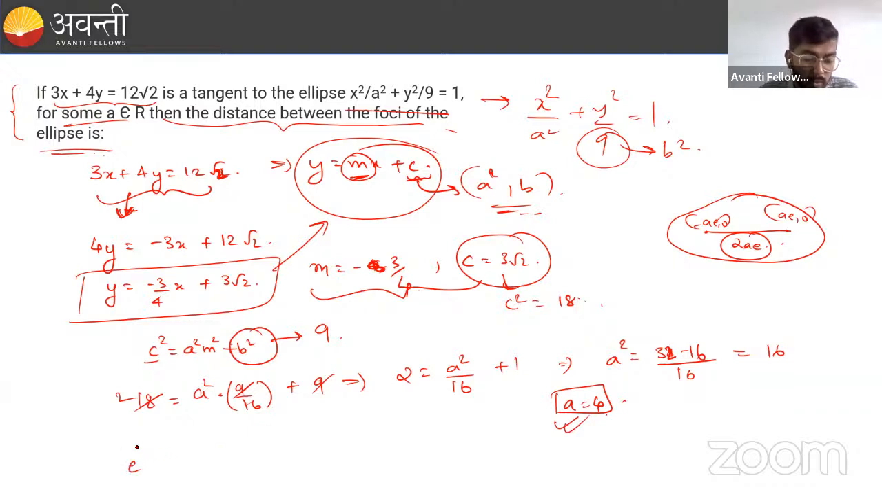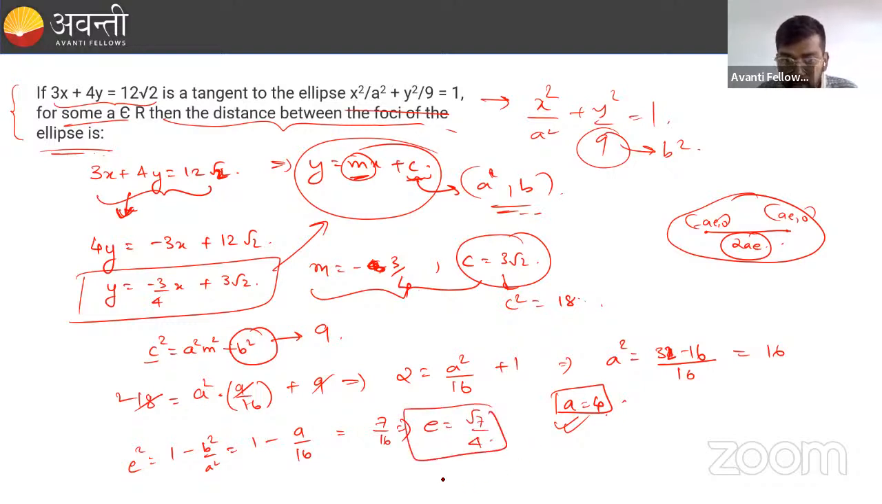So we know that E square is given by 1 minus B square by A square. B square is 9 and A square is 16, so this becomes 7 by 16. So E comes out to be root 7 upon 4. Hence 2AE will be equal to 2 into A, the value of A is 4, and root 7 by 4. So this comes out to be 2 root 7. Hence the answer to this question is 2 root 7. I hope it is clear to all of you guys.